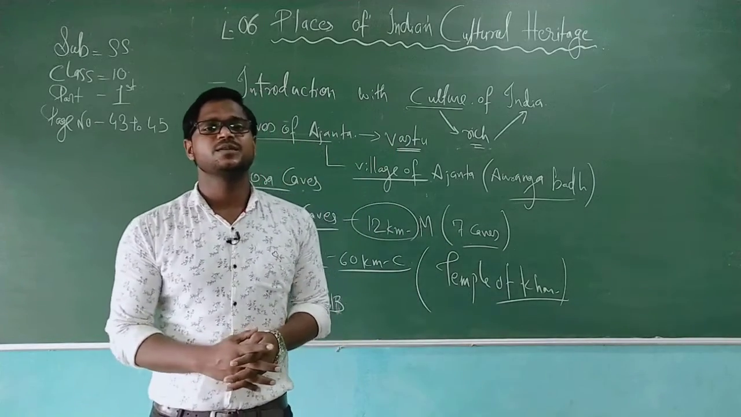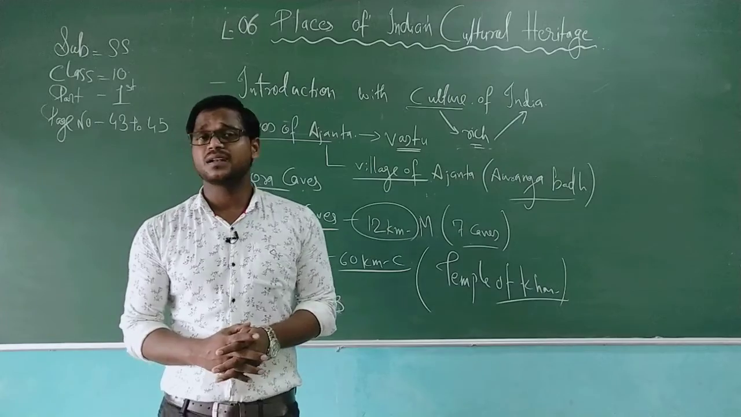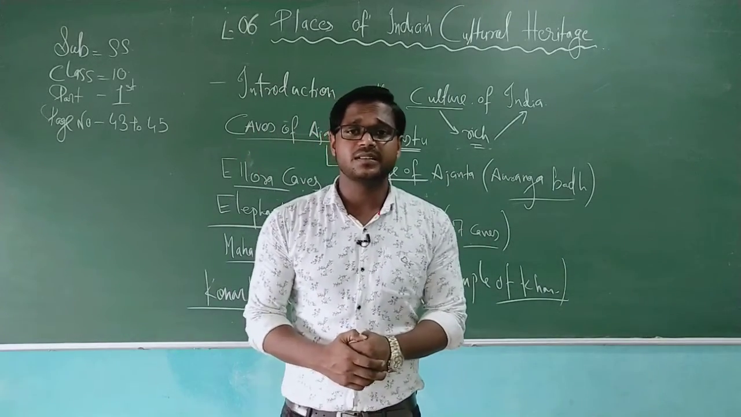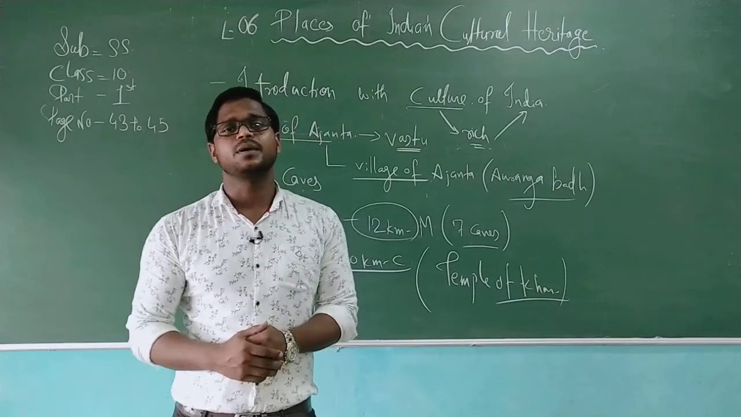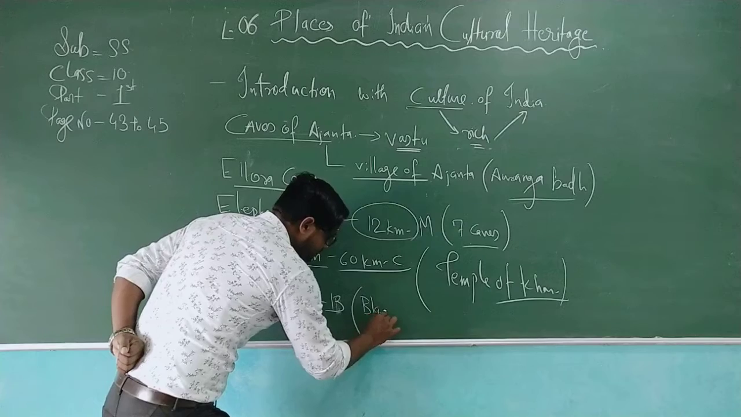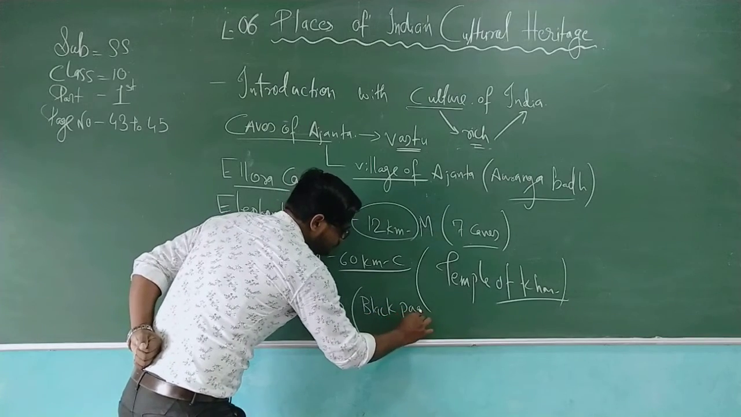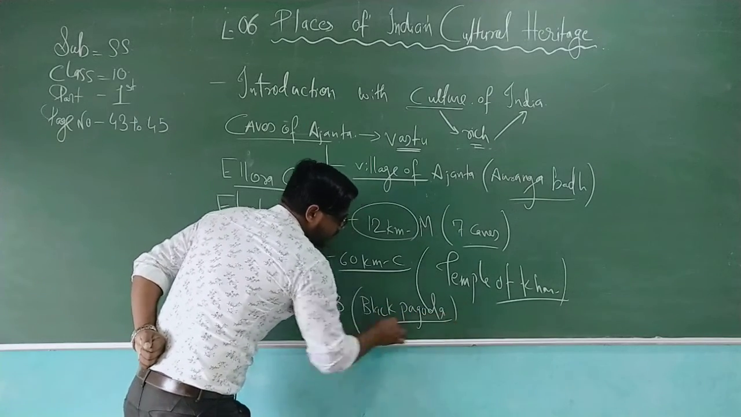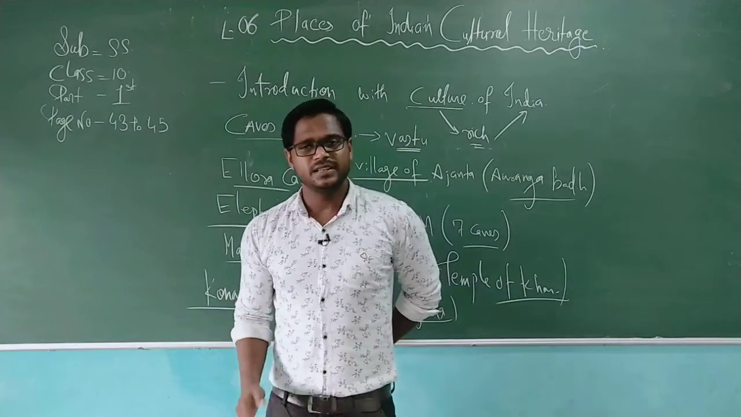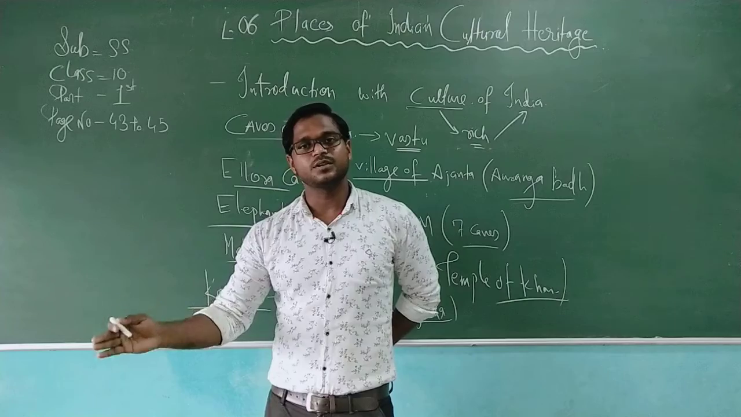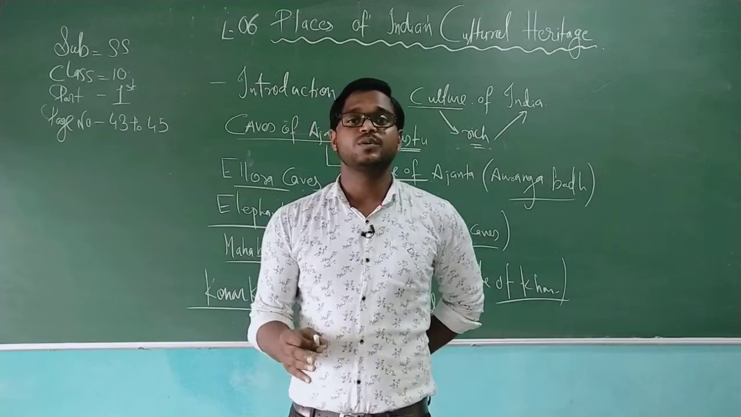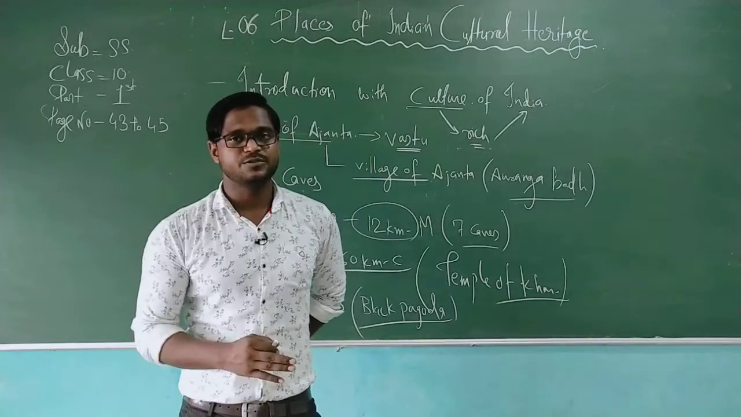This temple is also an unparalleled example among other temples, and it has been made of black stone, so it is also known as the black pagoda. This you need to understand: black pagoda. So in the exam, if the question comes to define black pagoda, you should not be confused. It is one of the names of the Sun Temple Konark, and you can easily write it down. It is known as the black pagoda because it is made of black stone in Orissa.